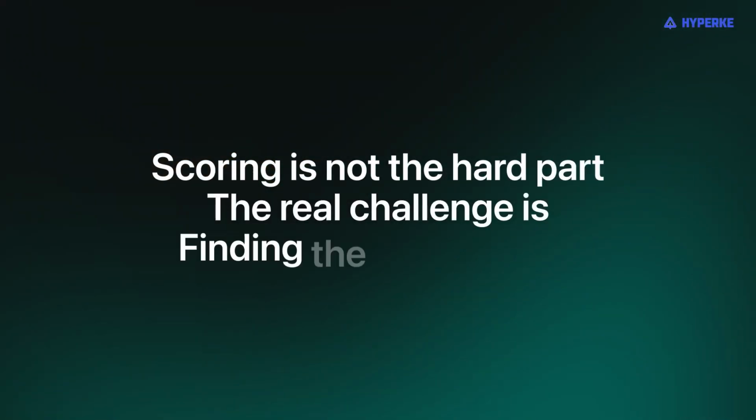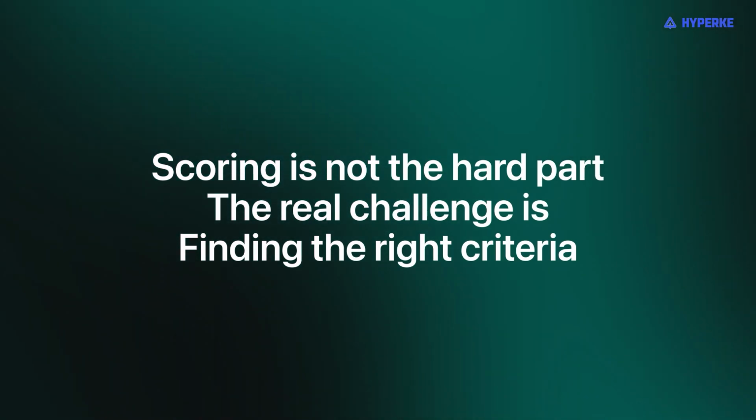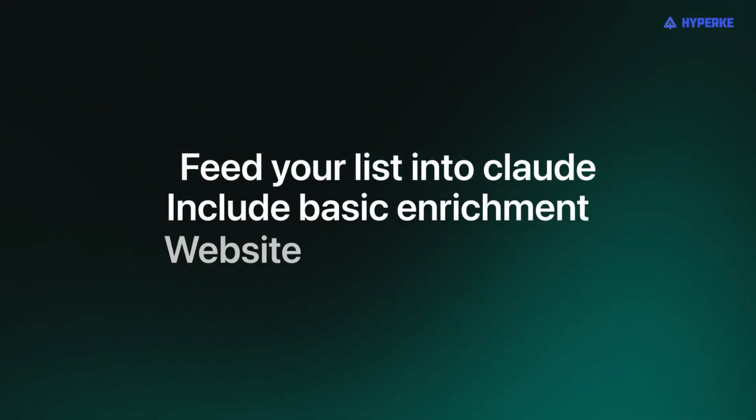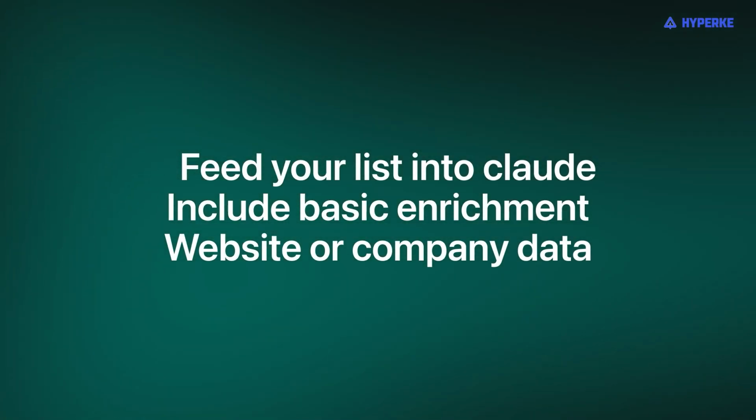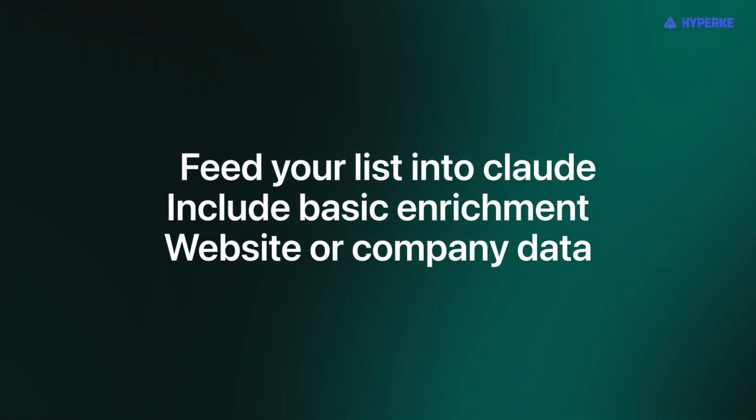Now, a lot of you might be thinking again that, hey, Clay has a scoring function too. It does. But when it comes to scoring, the difficult part is not the scoring itself. It is figuring out what are the criteria to use to score your accounts and your leads. And this is where Claude Code comes in super clutch, because with your list, you don't even have to know what are the criteria to score the list. All you need to do is feed your list of accounts to Claude Code. Ideally, you would want these accounts to have some level of enrichment so that you have their website descriptions, summaries, or at least their websites.